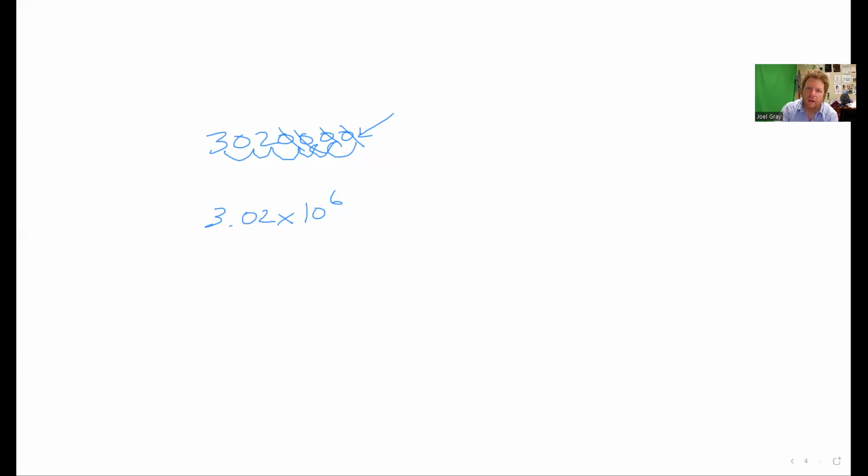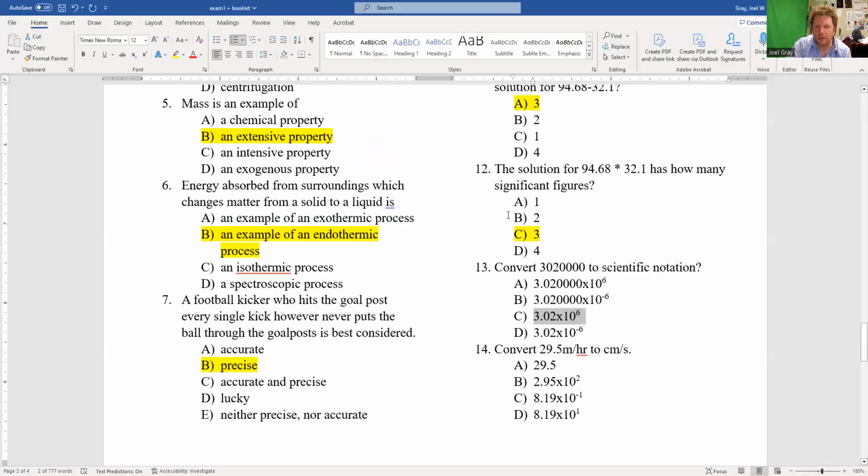Okay, now going back to the exam, the correct answer for that was C, 3.02 times 10 to the negative 6th. And I'm going to highlight that. Now convert 29.5 miles per hour to centimeters per second. Or meters per hour, I'm sorry about that. And I'm going to do this on the whiteboard.